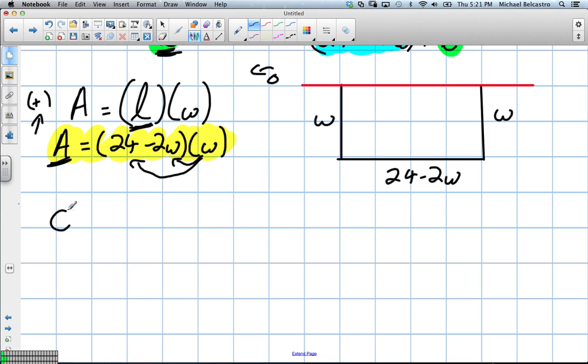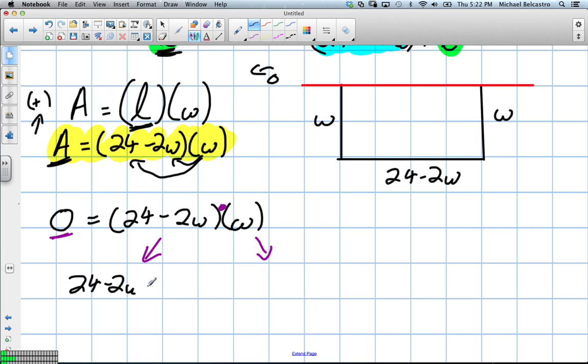So if A was equal to 0, we'd have 0 equals 24 minus 2W times W. Okay, now in order to create a 0, these are two values multiplied by each other. One of these must be 0, so we're going to split this equation. So we get 24 minus 2W equals 0. Does this make sense so far? Yeah. And W equals 0. Okay, well, yeah, we know width being 0 would give us a 0 area.